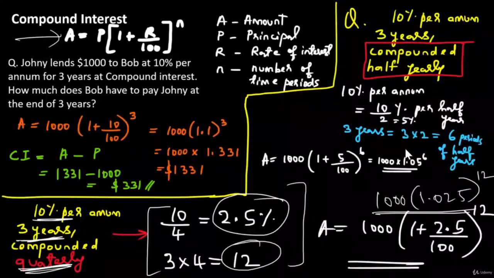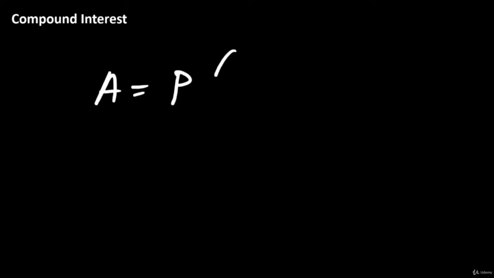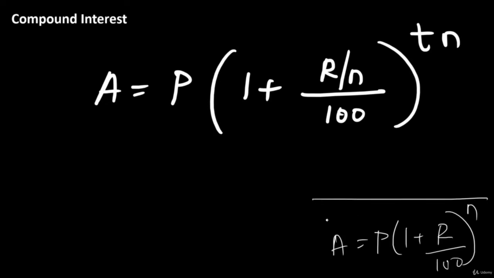Now let's summarize what we have learned about compound interest. You can say that the formula for compound interest is A is equal to P into 1 plus R by N by 100 to the power T into N. We have seen earlier the formula as A is equal to P into 1 plus R by 100 to the power N. So I'm writing the formula in a little bit different manner over here. This is to take into consideration scenarios where it may be mentioned that the interest is compounded half yearly or compounded quarterly, etc.